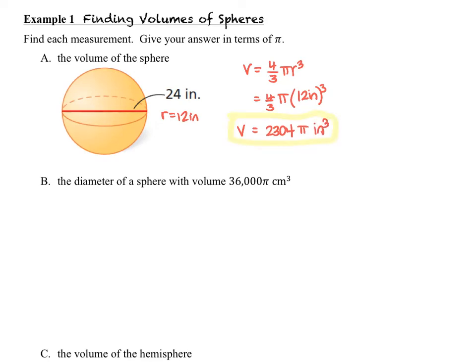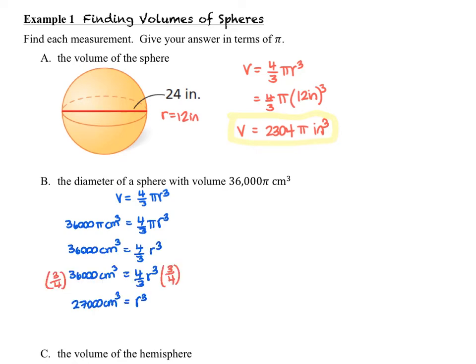In example B, we want to find the diameter of a sphere with volume 36,000 pi cubic centimeters. So we're actually going to start out with the volume formula and solve for r. Next, we're going to show substitution for V. We can divide out pi from both sides, and then we're going to be solving for r. Then we're going to take the cube root of both sides. Finally, we're able to answer question B, and we were able to find that the diameter is 60 centimeters.